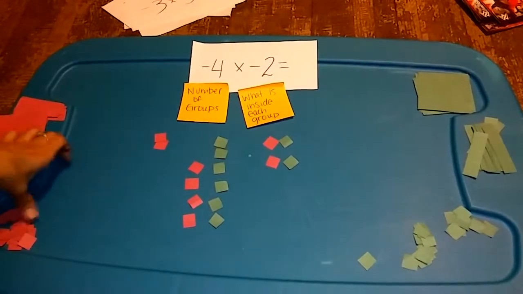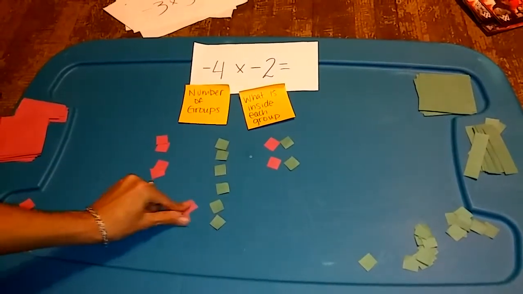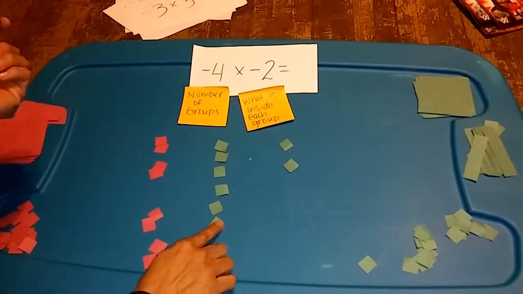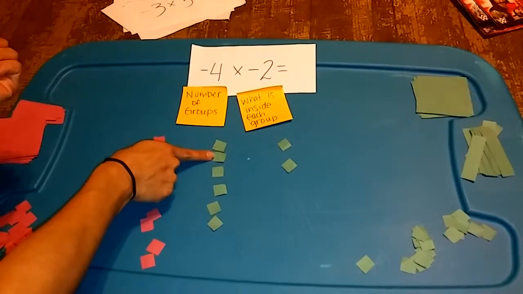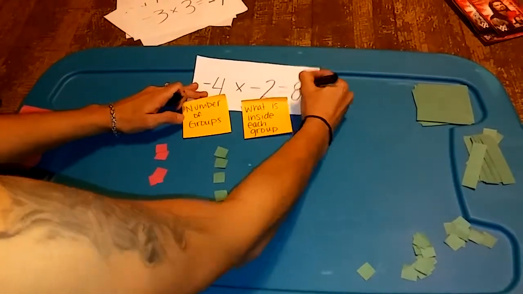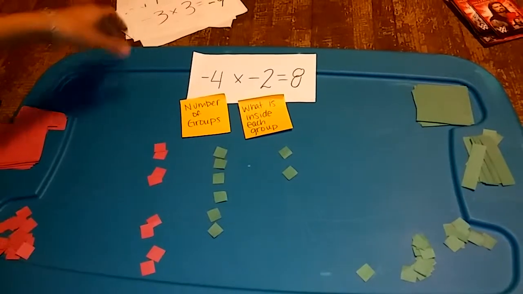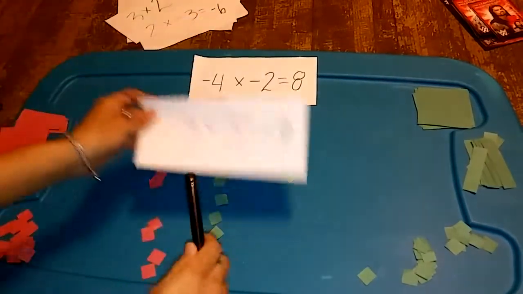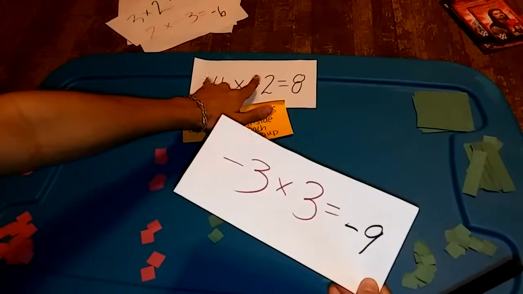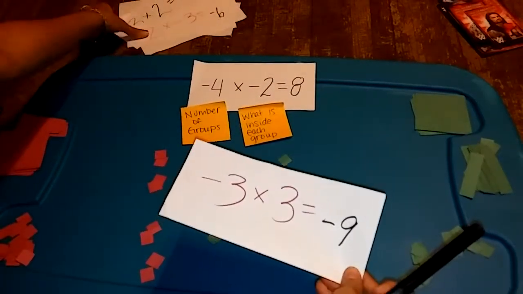There's 1 group. There's a 2nd group. There's a 3rd group. There's a 4th group. What am I left with? 1, 2, 3, 4, 5, 6, 7, 8. But notice they're positive. So real quick, let's reiterate some rules here. A negative times a positive was a negative. A negative times a negative was a positive.